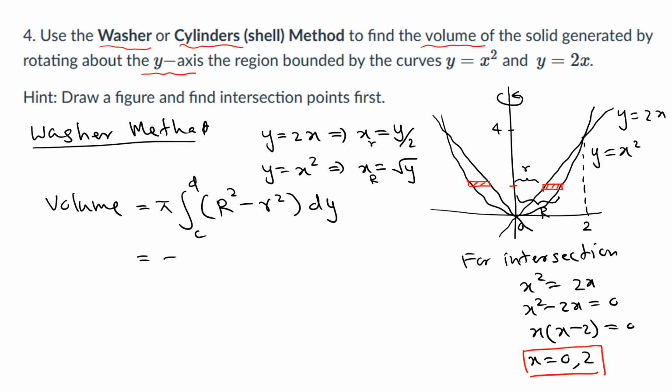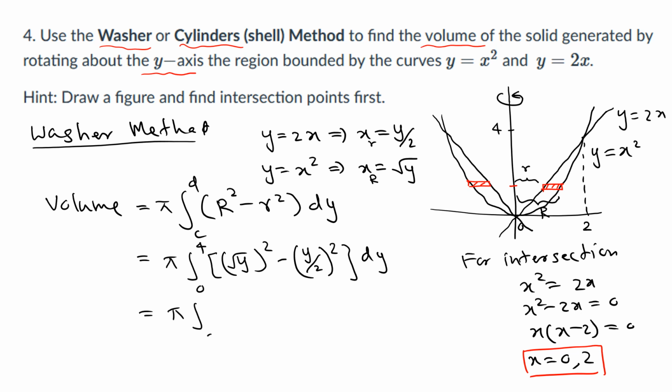This is simply pi. The limits are going from 0 to 4, because these have to be the y limits. The larger radius is square root y, and you square that, minus the smaller radius, y over 2, squared, dy. Let's simplify this first. It is pi, 0 to 4, of y minus y squared over 4 dy.